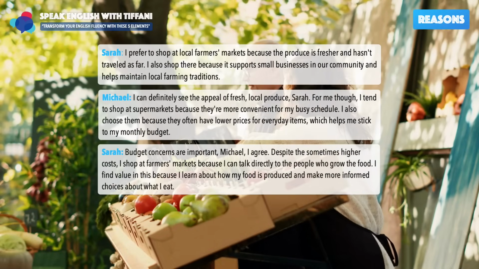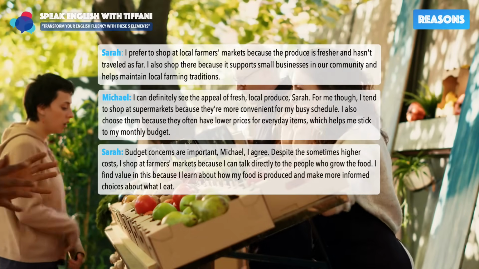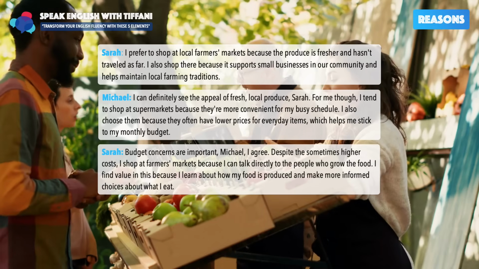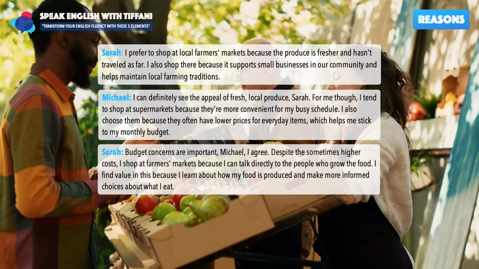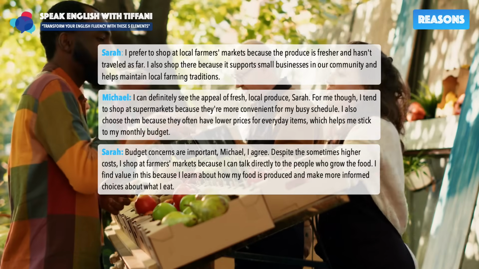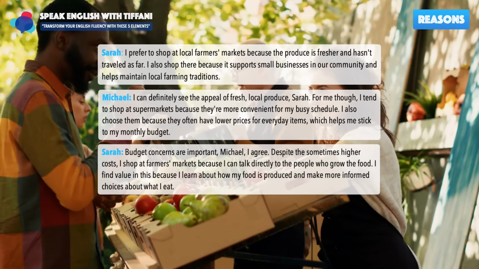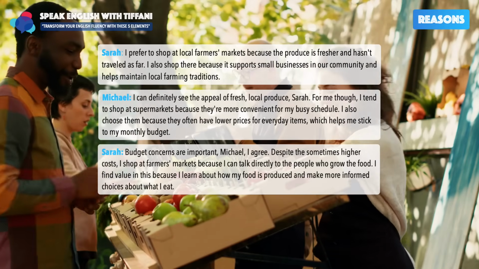Sarah responds, budget concerns are important, Michael. I agree. Despite the sometimes higher costs, I shop at farmers markets because I can talk directly to the people who grow the food. I find value in this because I learn about how my food is produced and make more informed choices about what I eat. Again, if we were actually listening to this conversation in real time, in person, it would be hard to pick a side because they're both giving good reasons.